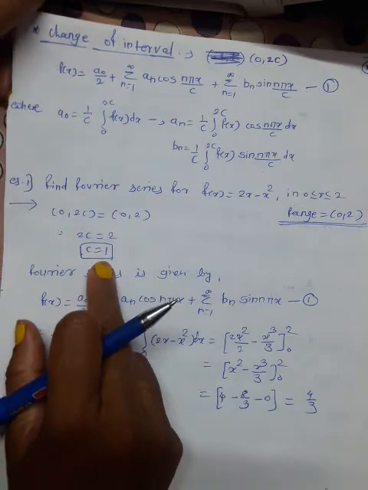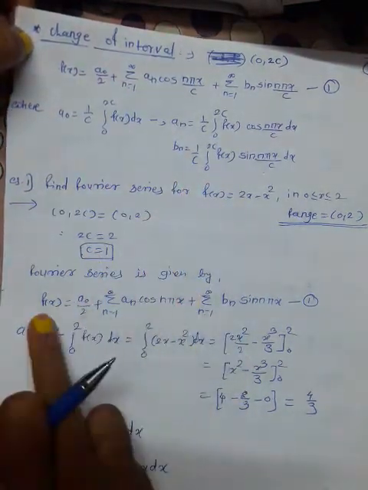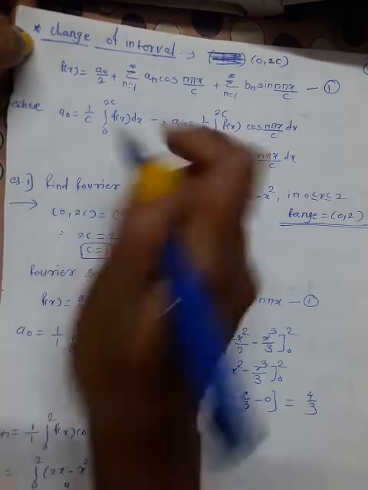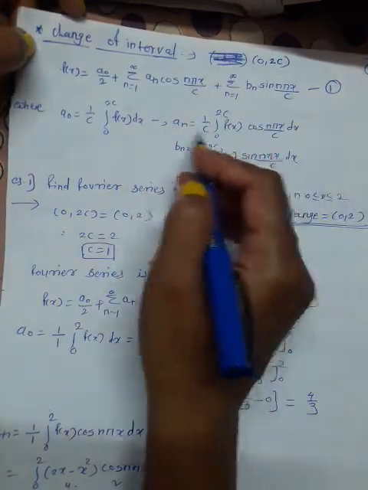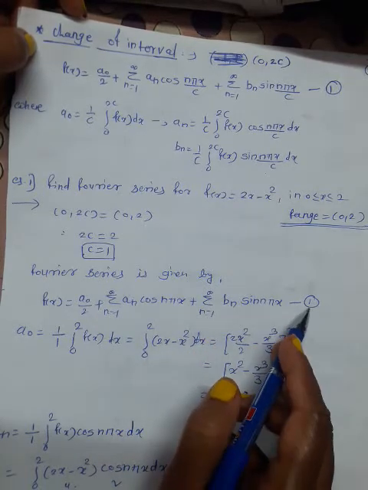Therefore, put this value c equal to 1 in every above 3 examples. We get the Fourier series given by f(x) = a0/2 + summation a_n cos n pi x + summation b_n sin n pi x. Everywhere where there is c, there is 1. Call that equation number 1.